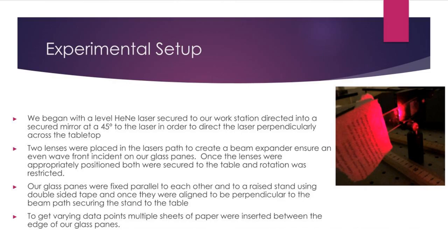We began with a level helium neon laser secured to our workstation, directed into a secured mirror at a 45 degree to the laser in order to direct the laser perpendicularly across the tabletop. Two lenses were placed in the laser's path to create a beam expander to ensure an even wave front incident on our glass panes. Once the lenses were appropriately positioned, both were secured to the table and rotation was restricted.